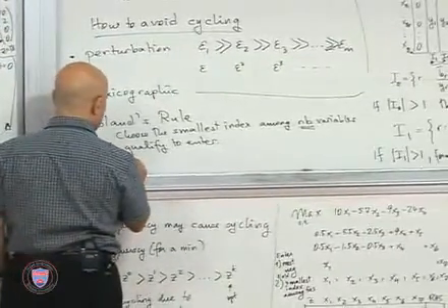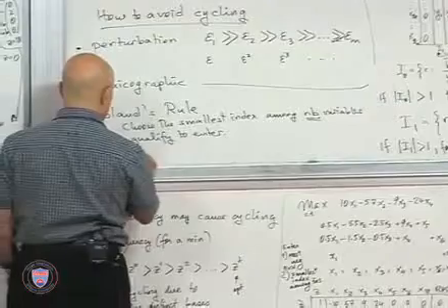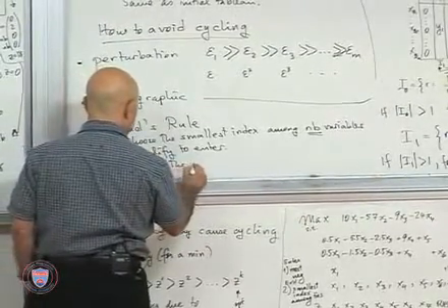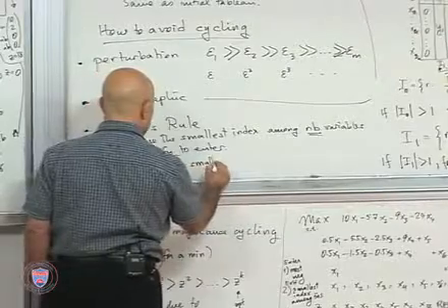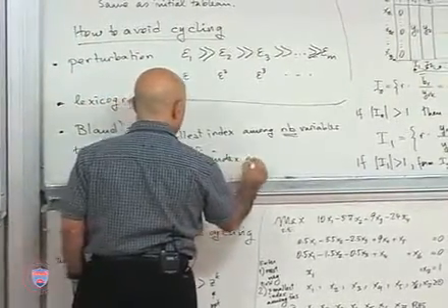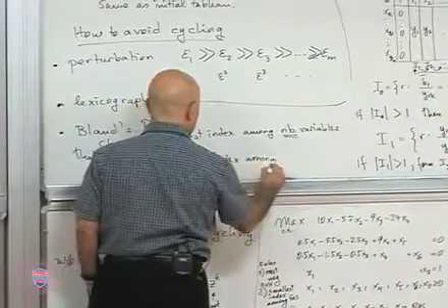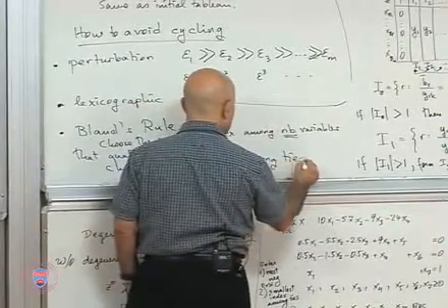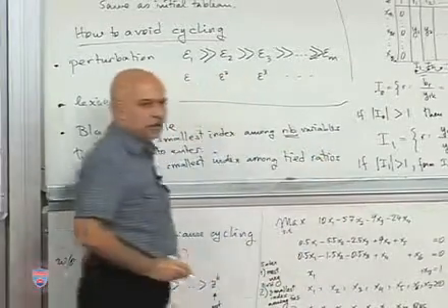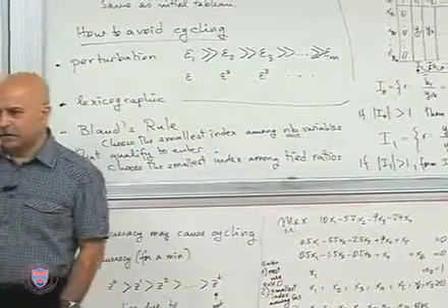And for entering variables, for exiting, you choose the smallest index again among tied ratios, if you have ties, okay, for the exiting variable.